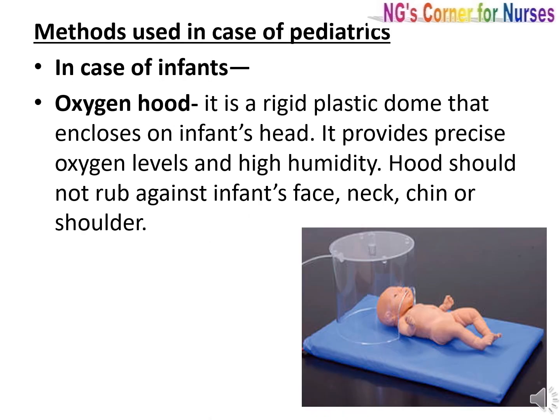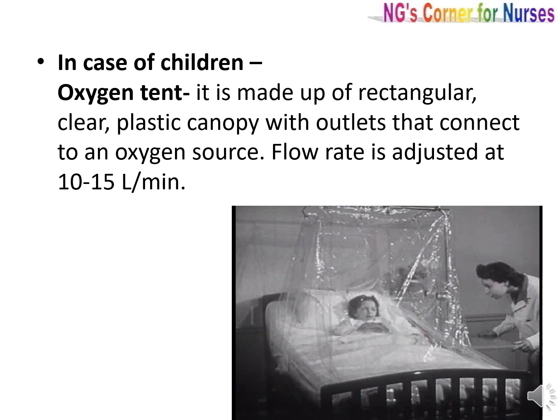Next, coming to the methods used in case of pediatrics. In case of infants, an oxygen hood is used. It is a rigid plastic dome that encloses an infant's head. It provides precise oxygen levels and high humidity. The hood should not rub against the infant's face, neck, chin or shoulder. In case of children, an oxygen tent is used. It is made up of a rectangular clear plastic canopy with outlets that connect to an oxygen source. Flow rate is adjusted at 10 to 15 liters per minute.